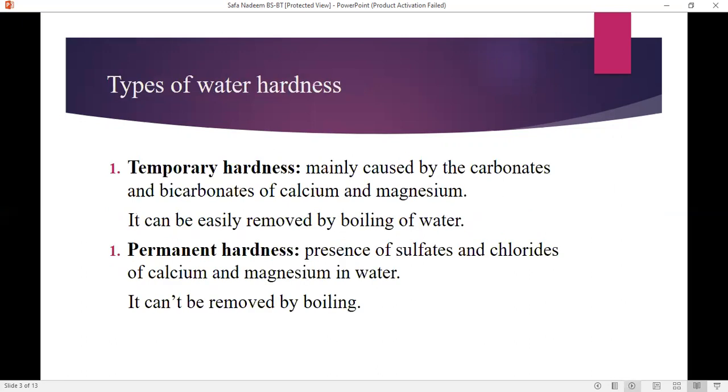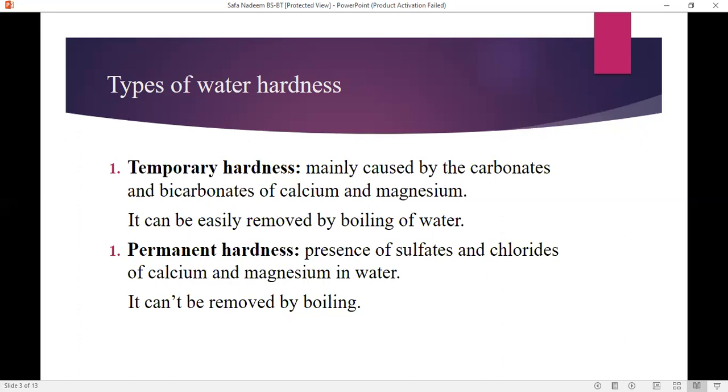Types of water hardness. There are two types of water hardness, permanent water hardness and temporary water hardness. Temporary hardness is due to the presence of carbonates and bicarbonates of calcium and magnesium. When we boil water, temporary hardness can be removed easily. On the other hand, permanent hardness cannot be removed by boiling, and it is due to the presence of sulfates and chlorides of calcium and magnesium in water.